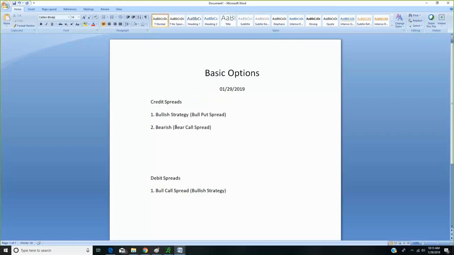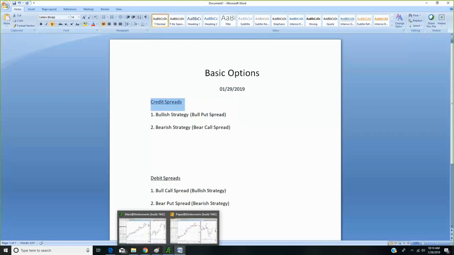And don't think, oh my God, I'm never going to get this. Yes, you will. Bull call spread is a bullish strategy. So, what do you think the other one is? A bear put spread. That's a bearish strategy. In a minute, we'll talk about why people do this. And again, this is going to take you a while to get. I understand.